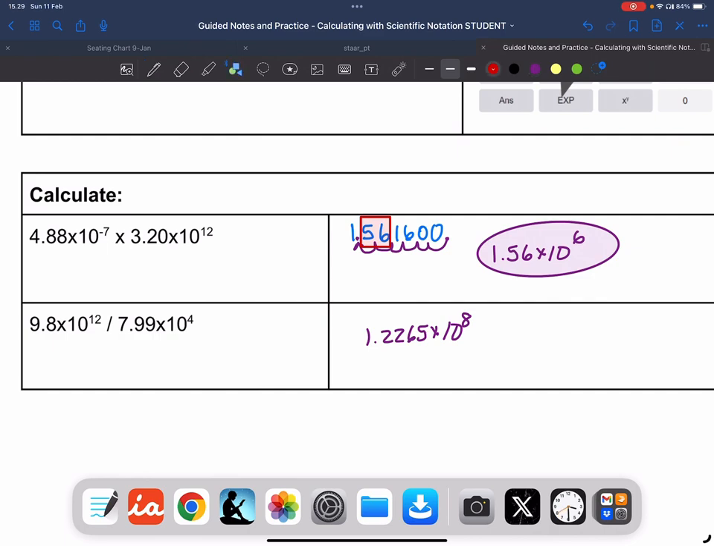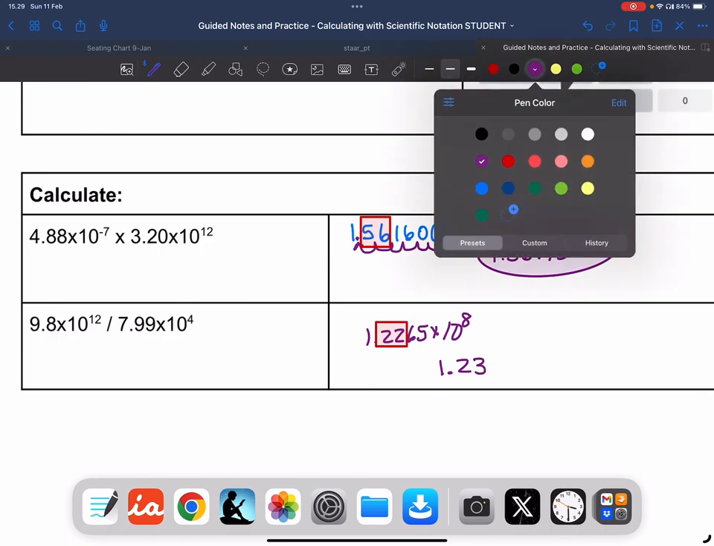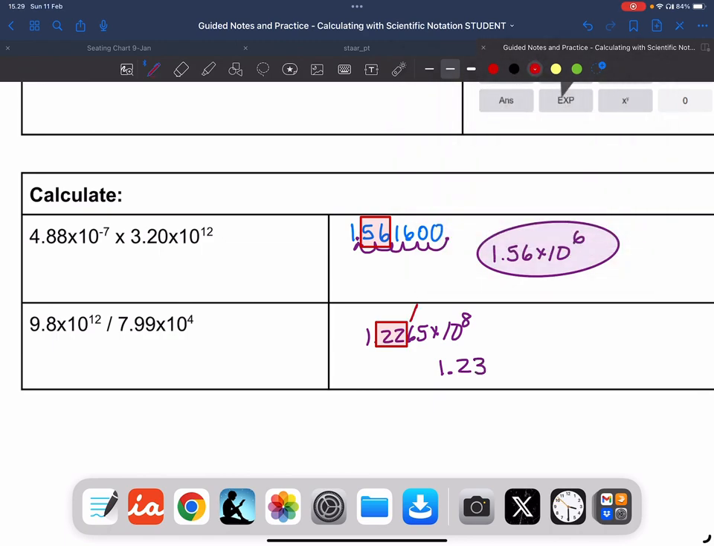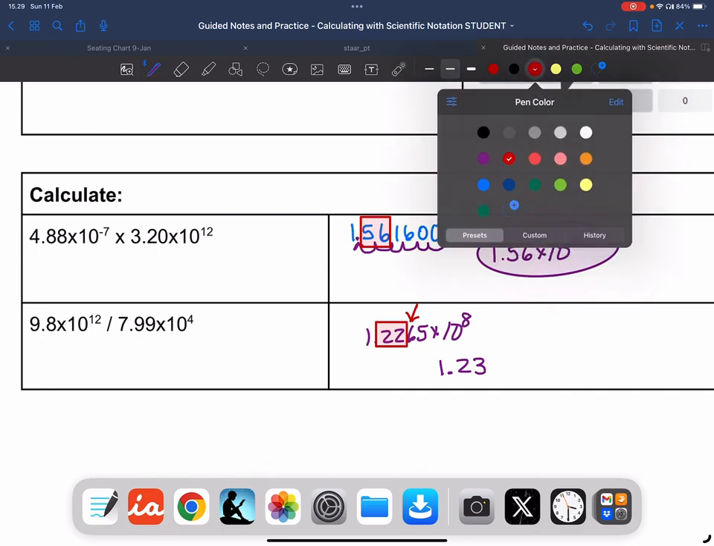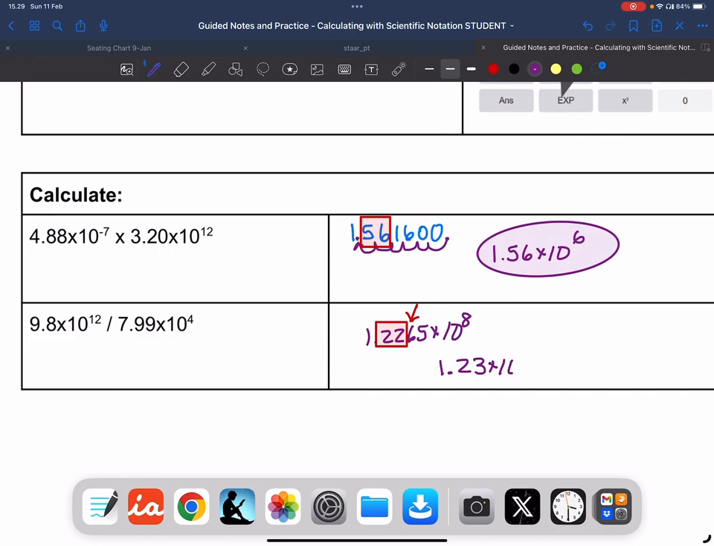But again, I'm only wanting those two decimal places right there. So that's going to become 1.23, since that number right there is 5 or greater, times 10 to the 8th. And that's what I would put in Canvas.